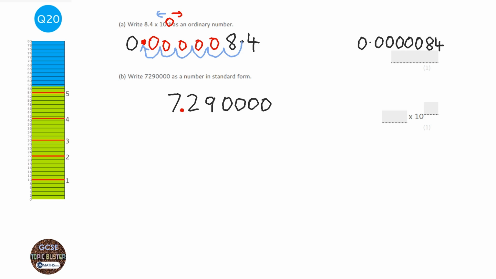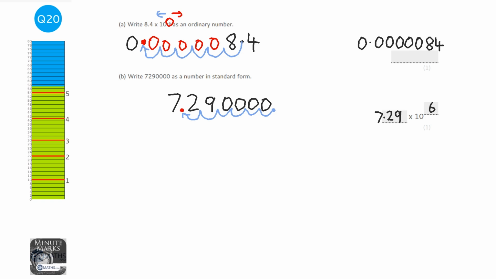Then you count how many times you had to move the decimal point to get it there. So the decimal point started at the end of the number, and we had to move it 1, 2, 3, 4, 5, 6. Okay, so the rule is that the number has to be between 1 and 10, which this one is. Now, if you had a big number, then the power of 10 will be positive. Now here we did have a big number, so it's going to be positive 6.